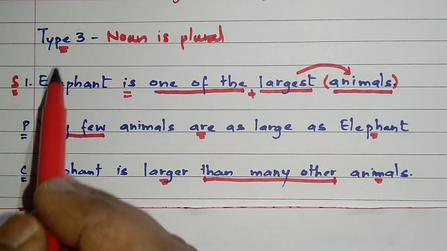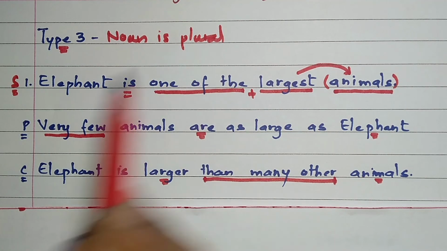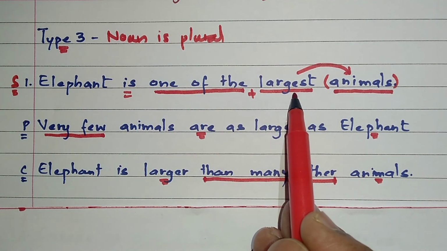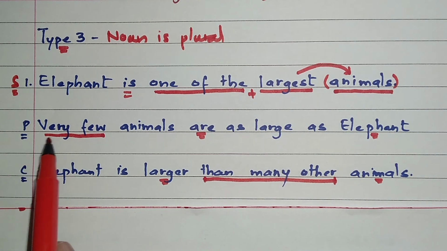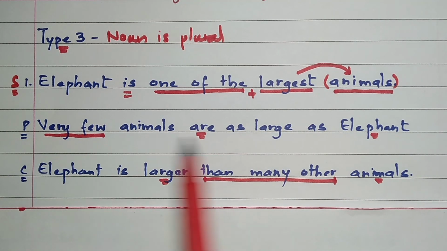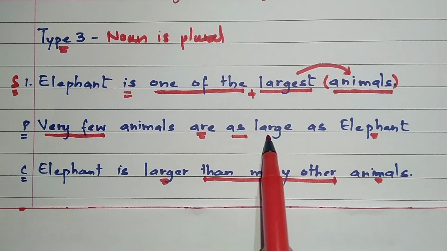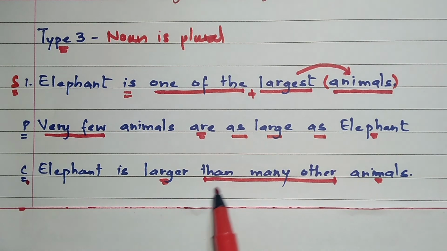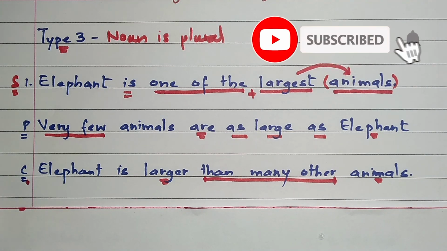So friends, let's quickly recap. When the noun is plural, superlative degree will contain one of the and a superlative degree adjective. Positive degree, the sentence will begin with very few and we will use as positive degree as. Comparative degree makes use of than many other. So friends, this was the third and the last part of the topic change the degree.